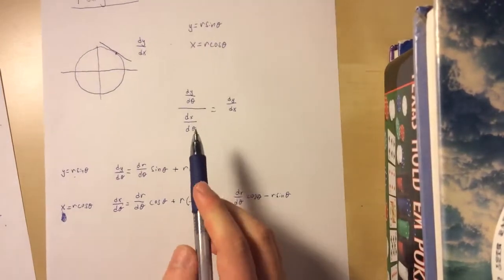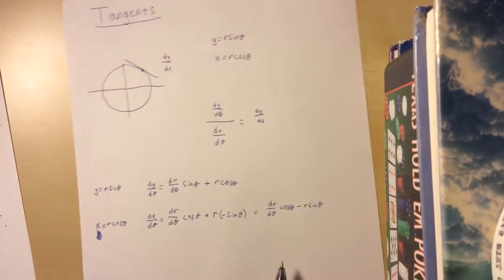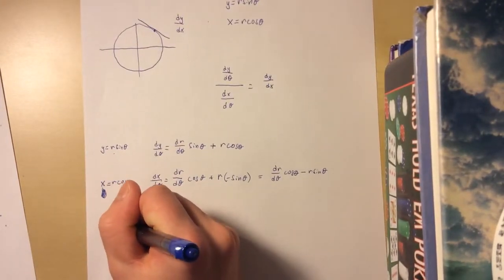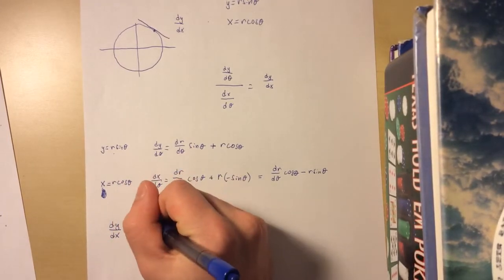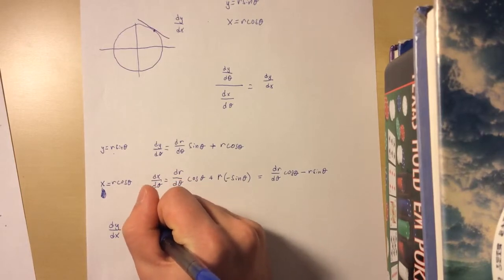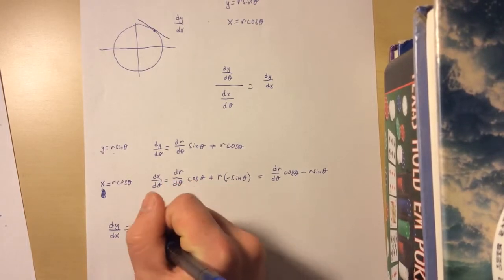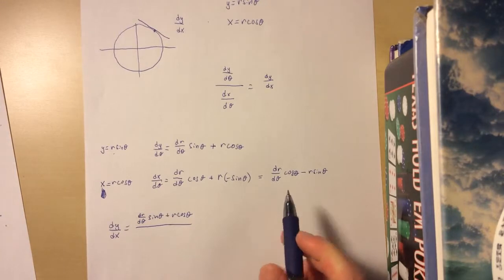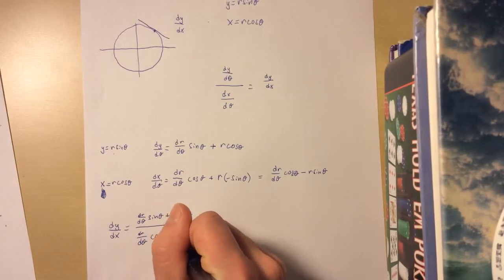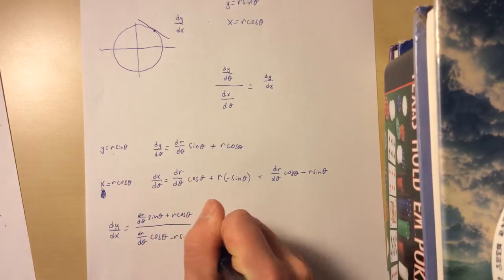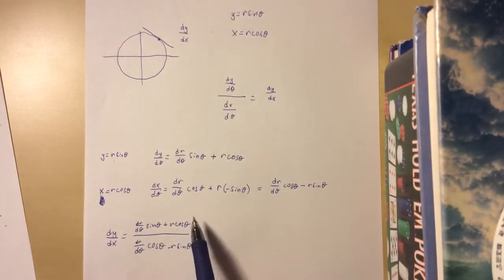And simply what we realize here is that if we divide dy d theta by dx d theta, we get the dy dx. So let's go ahead and do that. We have a dr d theta sine theta plus r cosine theta on top, and we're dividing that by dr d theta cosine theta minus r sine theta. And once we divided dy d theta by dx d theta, we got this equation.